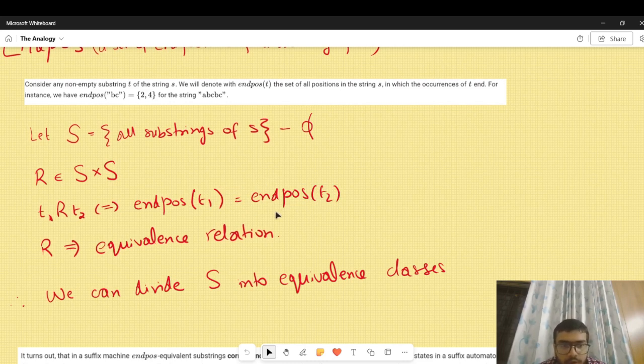So this shows that we can divide the set of all non-empty substrings of S into distinct equivalence classes, where each of them has their own endpos set, and they are disjoint. So this is an important lemma that we'll use later.